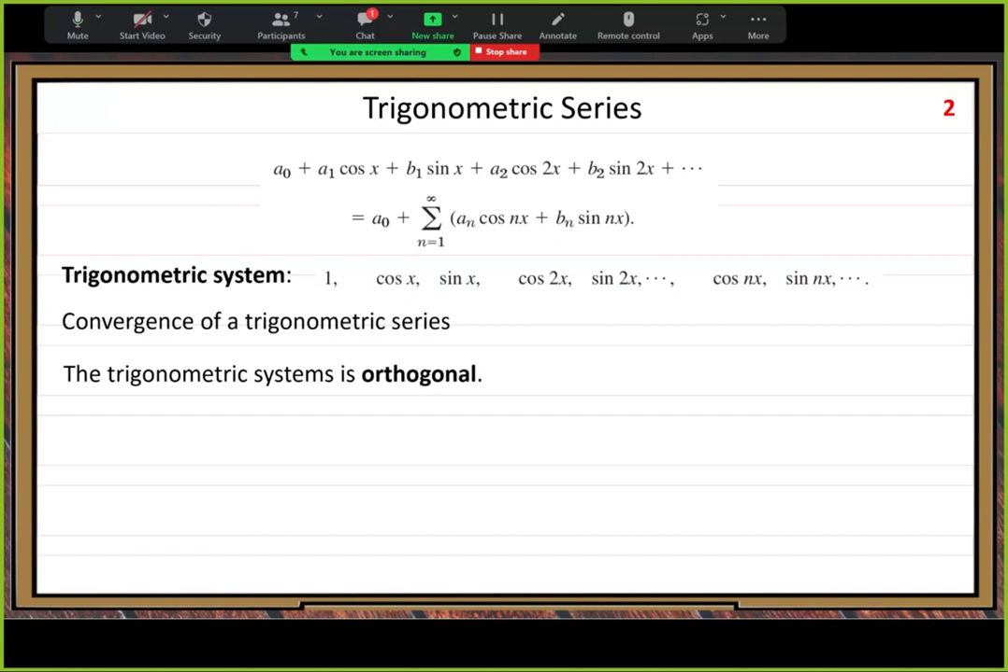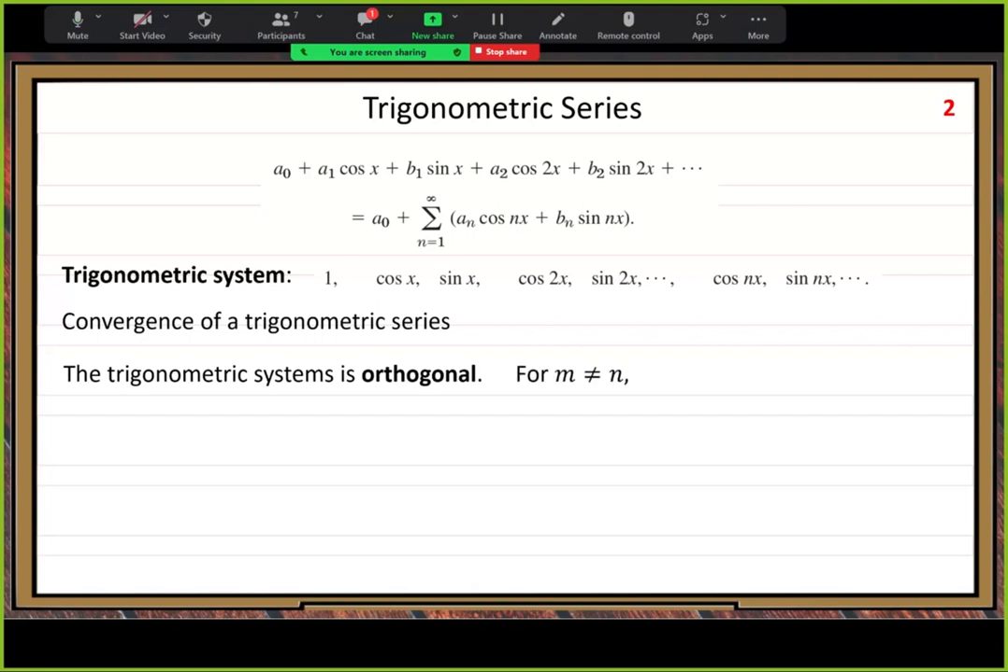Because these are the basis functions, we talk about these basis functions being orthogonal. Perpendicular, Pythagorean theorem, orthogonal in 2D. But here it's not 2D, it's infinite dimension. Each basis function has one dimension. How many dimensions? Infinitely many dimensions. That function space has infinitely many dimensions.